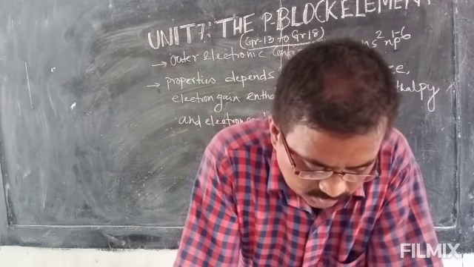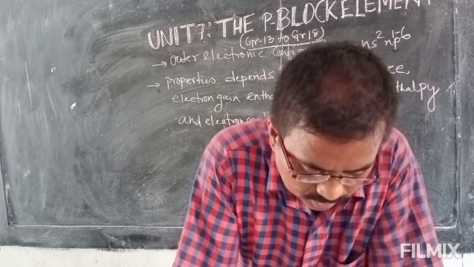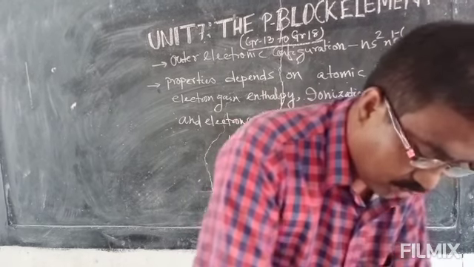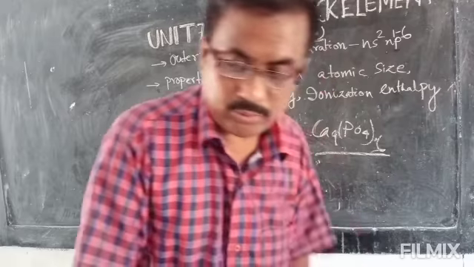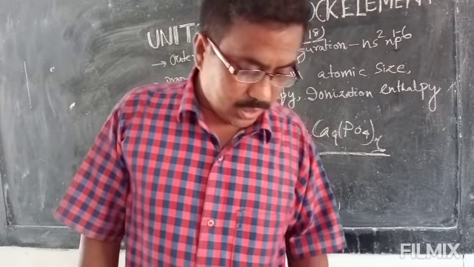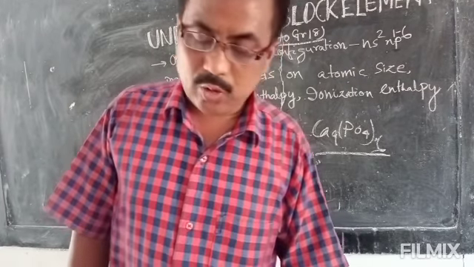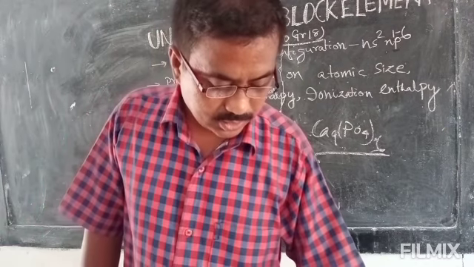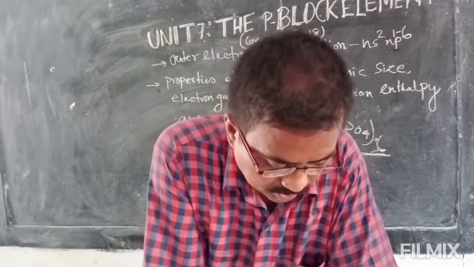Now let us see the disproportionation reaction of nitrogen, that is 3 HNO2 gives HNO3 plus H2O plus 2 NO. This is the disproportionation reaction of nitrogen.